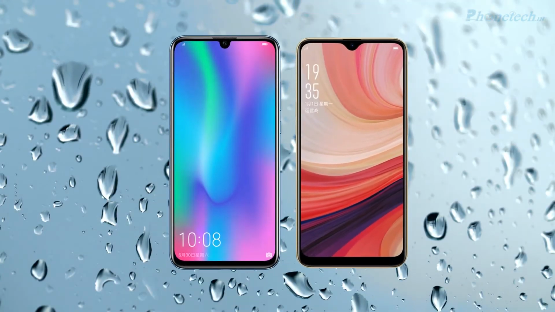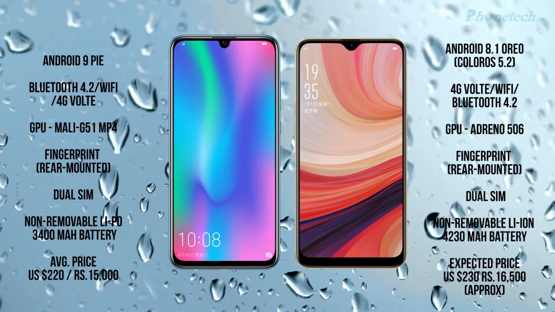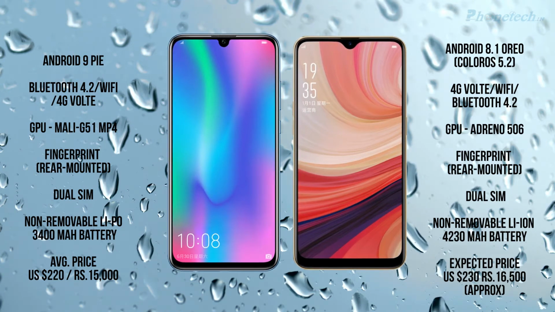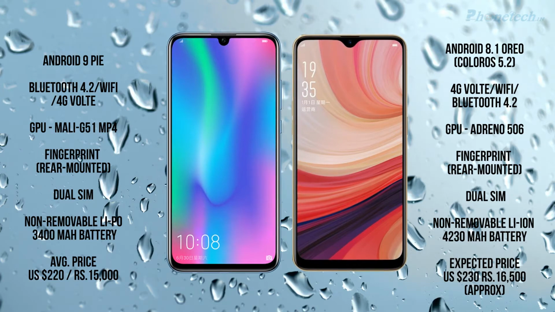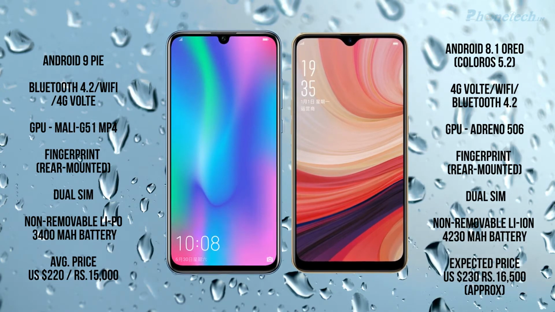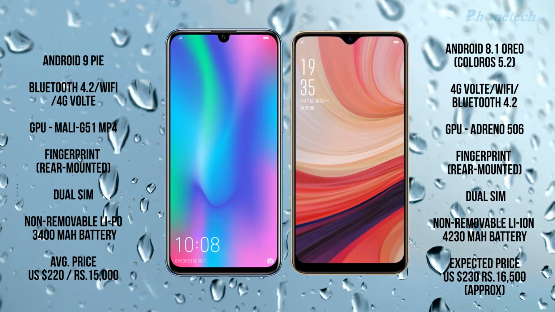Let's see the other differences. Honor 10 Lite has Android 9 Pie, on the other side Oppo A7 has Android 8.1 Oreo, and both have 4G. Now talk about the GPU. Honor 10 Lite has Mali G51 MP4 GPU, on the other side Oppo A7 has Adreno 506, and both have a fingerprint sensor on the back, as well as the option of dual SIM.